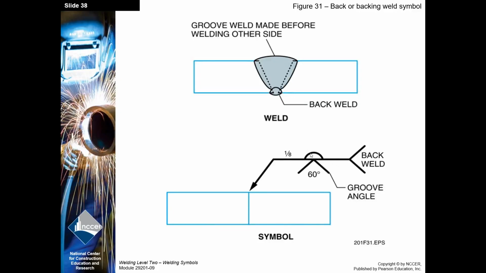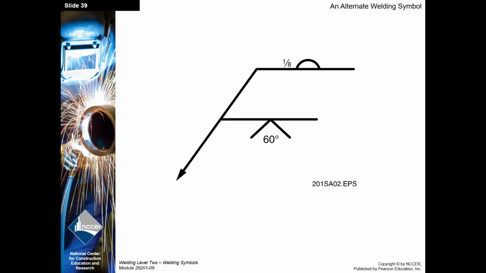So if you just put that symbol there, the half moon empty, it could be back or backing. How do we know which it is? Well, they would tell you in the tail if it was done first or done last. Now here they didn't tell you, but order of operation tells us that we're going to do the arrow side V-groove first, and then the back weld last.